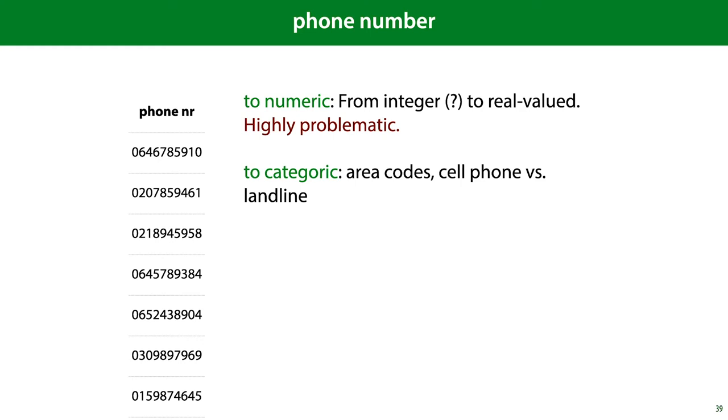If you and I have phone numbers that, when interpreted as integers, are close to each other, that doesn't make us very similar. The distribution here is entirely random. Here it makes much more sense to look at the phone number and extract a number of categorical features, such as area codes or the difference between a cell phone and a landline.